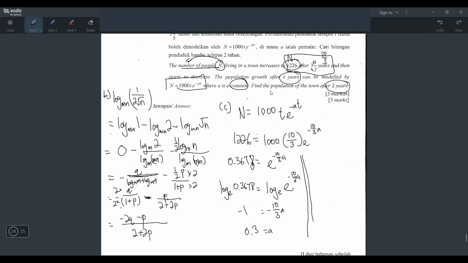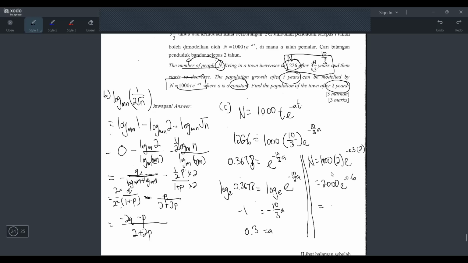So now I will use this formula again. N equals 1000, but I want to find the N after 2 years, so the t I will replace with 2. The e is already a number, so you don't have to worry about that. And then power negative at. So it will be power negative, 2 years, a is 0.3 multiplied by 2, right? So you end up with 1000 times 2, which is 2000, and then e power negative 0.6, right?